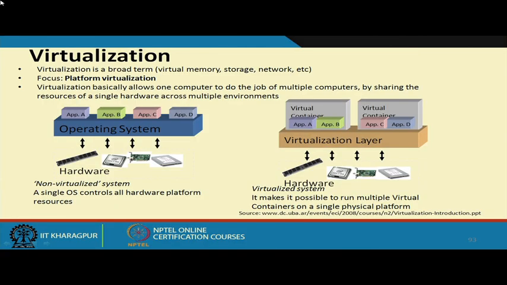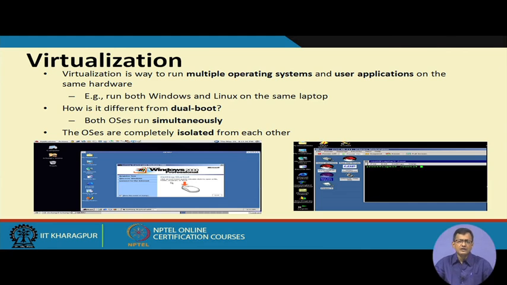So, if we look at the hardware, if it is a non-virtualized system, a single OS controls all the hardware platform resources. If it is a virtualization system, it makes it possible to run multiple virtual containers on a single physical platform. So, I can have multiple virtual containers which can be plugged into a single physical infrastructure. So, we are somewhat experienced with this virtualization.